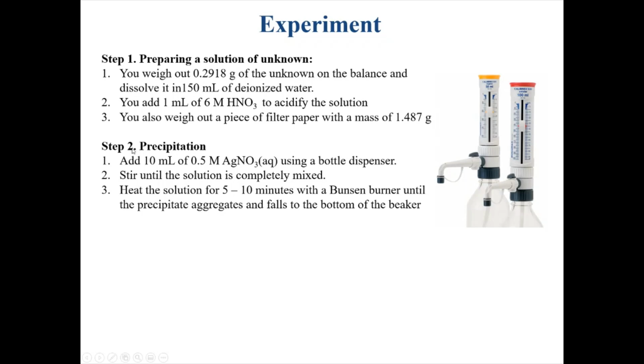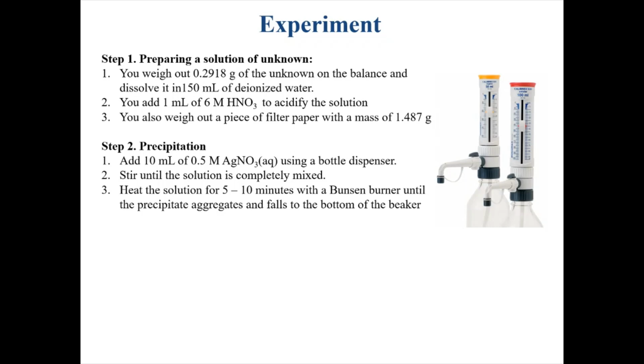That's just to make sure that the silver has a chance to react with all the chlorides. And then we're going to heat it up for 5 to 10 minutes with the Bunsen burner. Now the reason why we're heating it up is because when the precipitate first forms, the particles that form are actually kind of small. And if we just filtered it as is, they would clog up the filter paper and prevent the liquid from coming out.